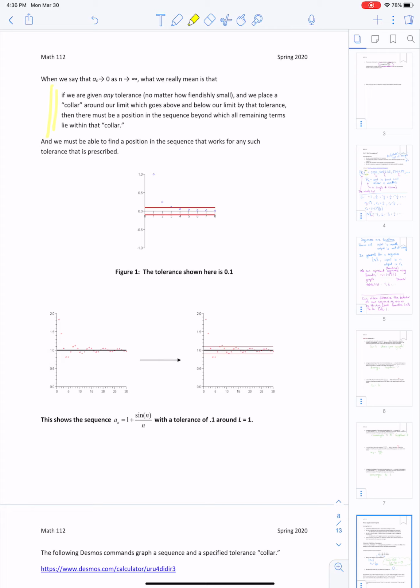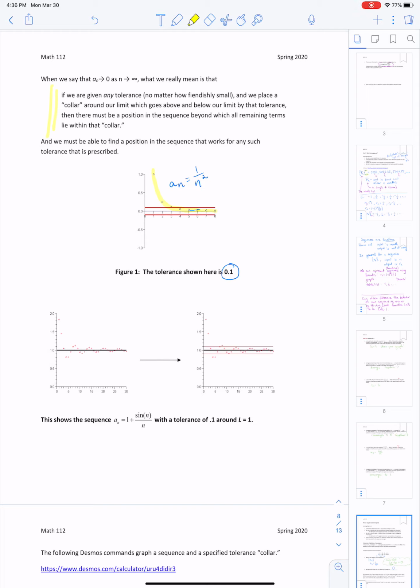Okay, and so what I have here is a graph. In this particular case, I have a graph of our sequence from above, a sub n is equal to 1 over n squared, and I've got a graph with a tolerance of 0.1. And you can see that the terms start out outside of this collar, but eventually they go into the collar. So let me highlight how that's happening. You can see that the terms eventually are all going to stay within that collar.